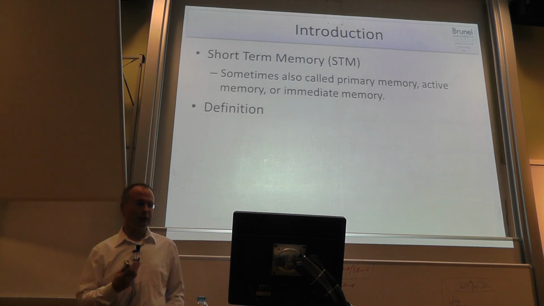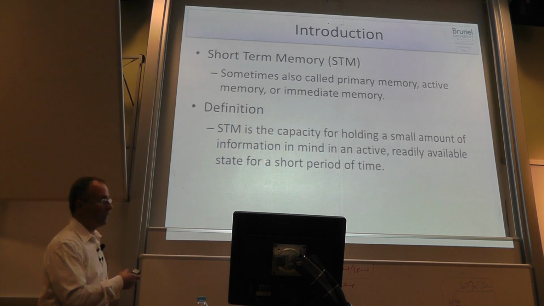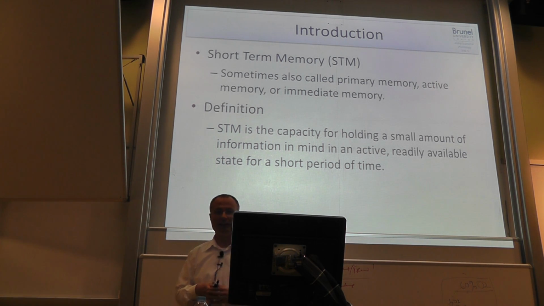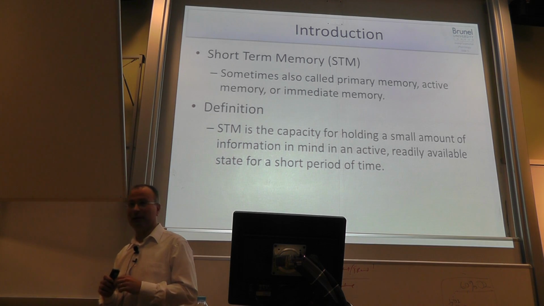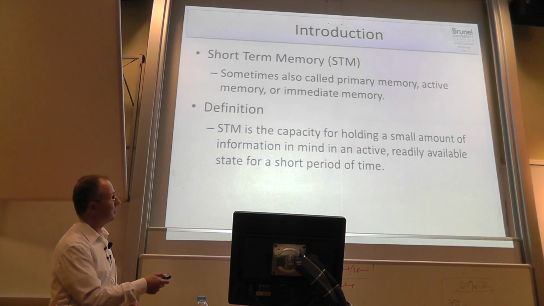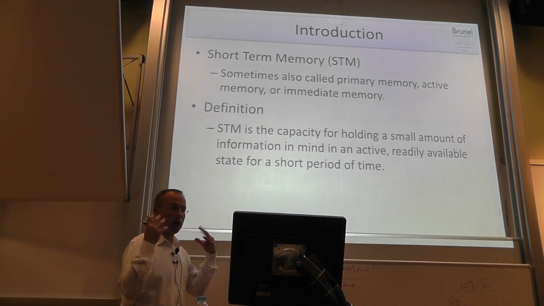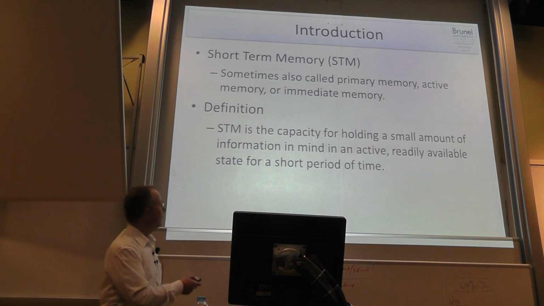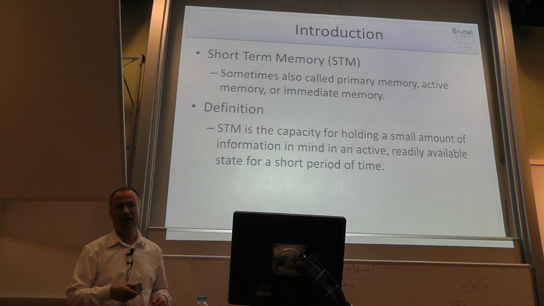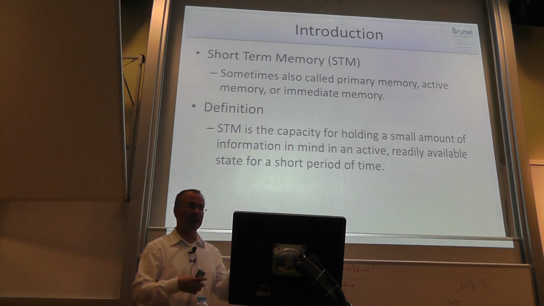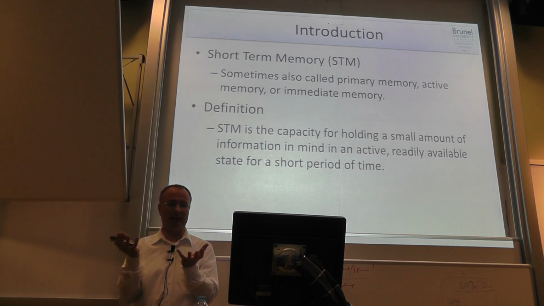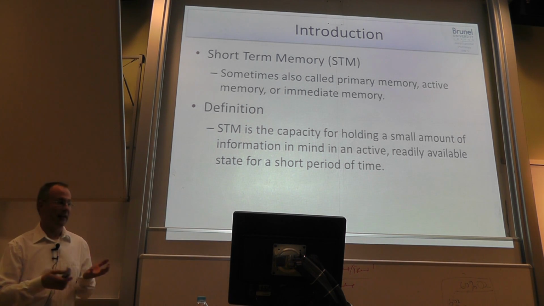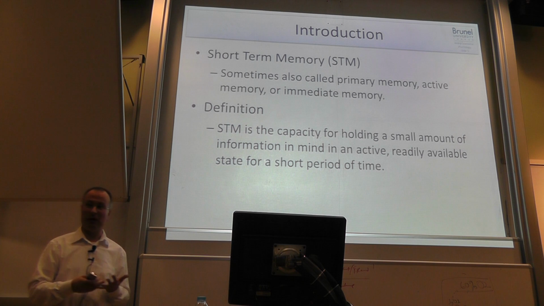And one of the possible definitions of short-term memory is that it is the capacity for holding a small amount of information, so this capacity limitation, in our mind in an active, readily available state for a short period of time. So we have a bit of information which is highly active and available for a short amount of time. That is basically what our short-term memory is.